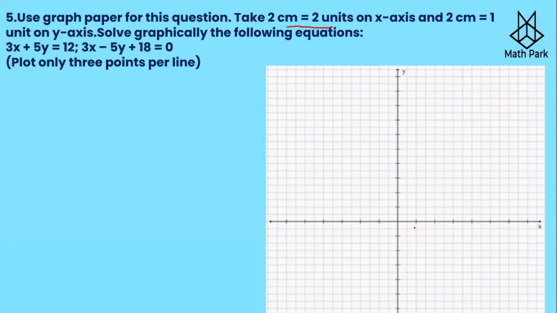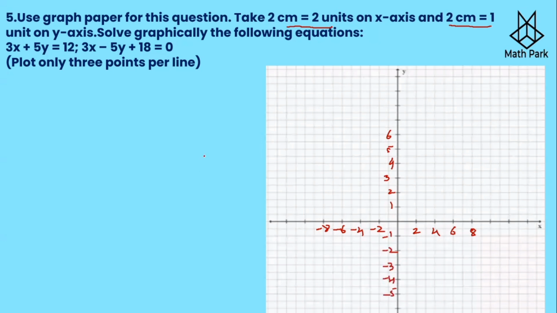So this is your 2 centimeter is equal to 2 units. 1 centimeter is 1 unit. So 2, 4, 6, 8. This is your minus 2, minus 4, minus 6, minus 8 on x-axis. And 2 centimeter is 1 unit on y-axis. So this is your 1, 2, 3, 4, 5, and so on. Here it is minus 1, minus 2, minus 3, minus 4, minus 5, and so on.